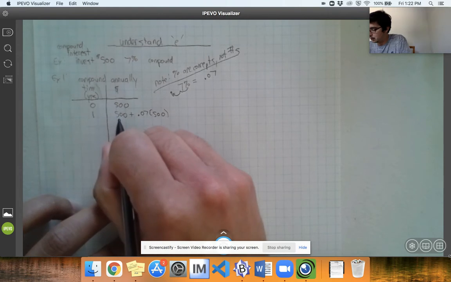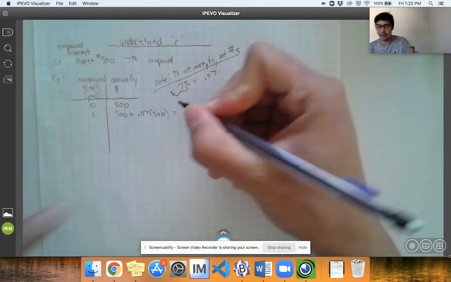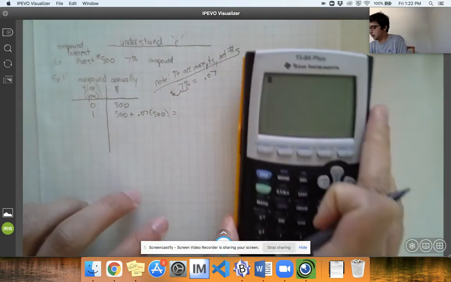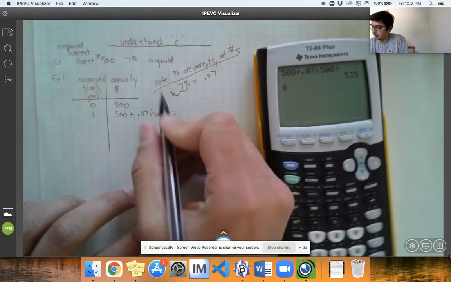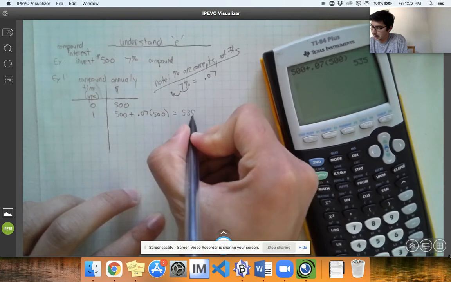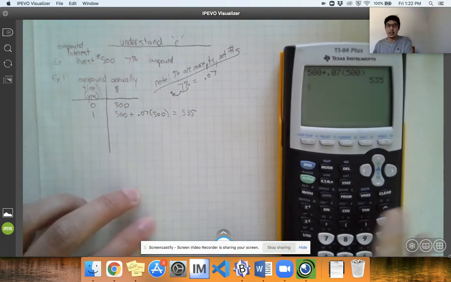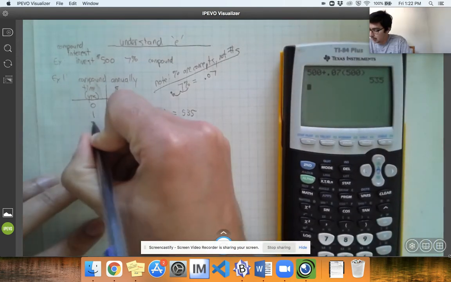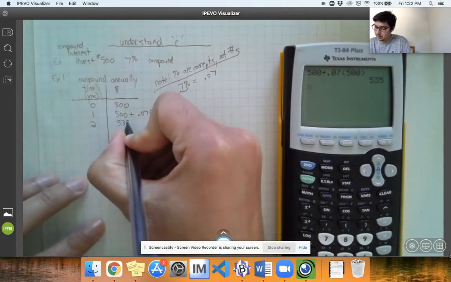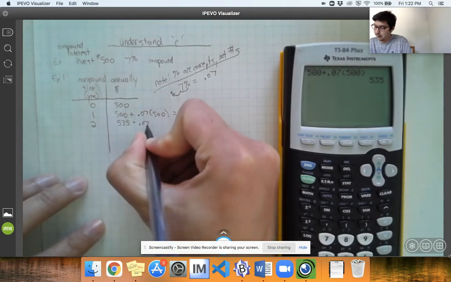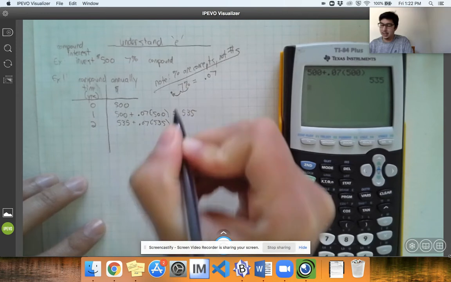So we could do 500 plus 7% of 500, and I believe that gives you, if I use a calculator here, 500 plus 0.07 times 500 will give you $535. Good. So that's how much you'll have after 1 year. Now, if we continue this, if we went to the second year, I could write 535 here, and I could do 7% of 535. And that will give you my answer.